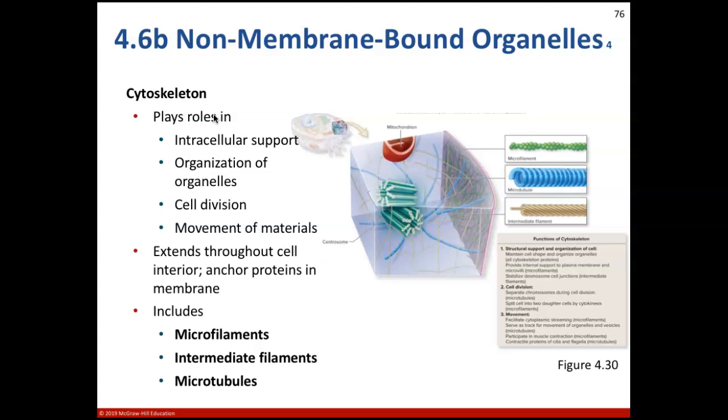Now let's talk about the cytoskeleton. This is going to play a role in our intracellular support, organizing our organelles, cell division, and movement of materials. You can see that this is just a portion of our cell over here, but the cytoskeleton extends throughout all of this region. So what we see is that 3 proteins are used in order to create the cytoskeleton. We have our microfilaments, our intermediate filaments, and our microtubules.